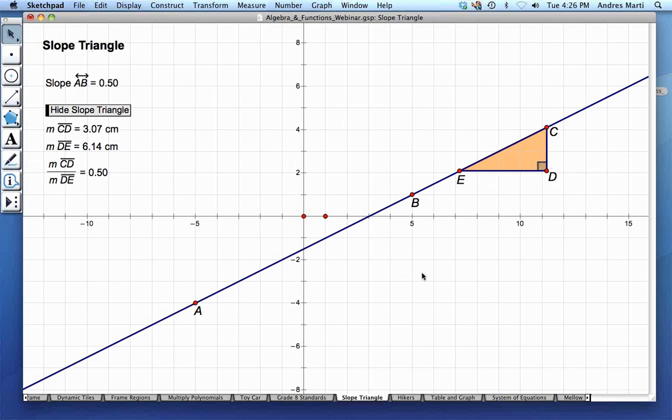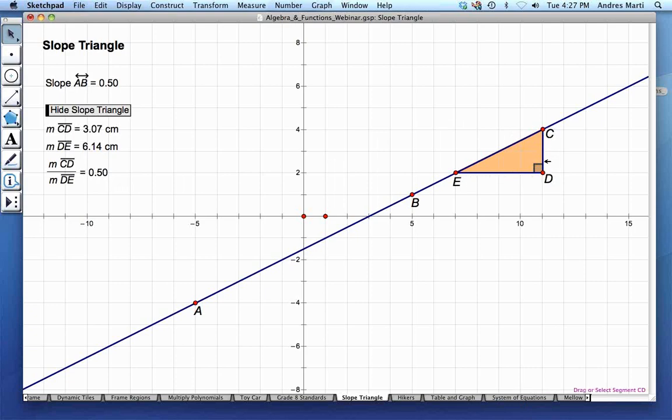But you can kind of see right now that this triangle, one way to think of it is I've measured this side, I've measured this side, and I've taken the ratio of these two sides. So the ratio of CD to DE is 0.5. And this is visually apparent right now. It looks like this is 2 and this is 4.